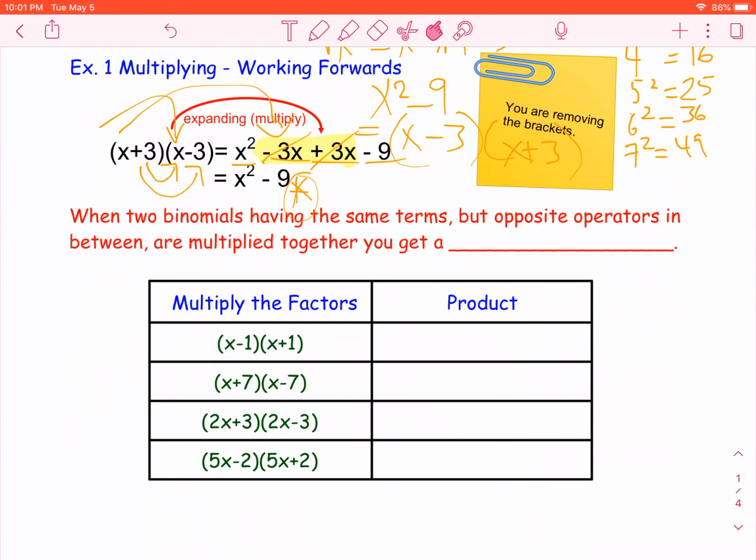When two binomials having the same terms but opposite operators in between are multiplied together, you get a difference of squares.